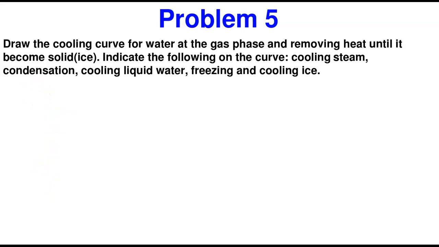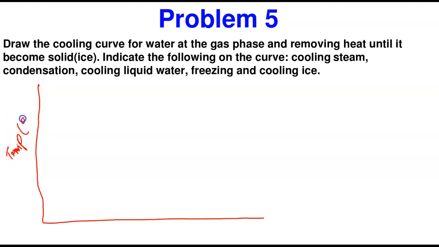Remember, in drawing the previous ones, we started from down to up. In this case, I'm going to start from up to down. So remember again, it will always be temperature in degrees Celsius. Now you are removing heat, so you say heat removed. You're removing heat, again it is in calories. So now we started from here.